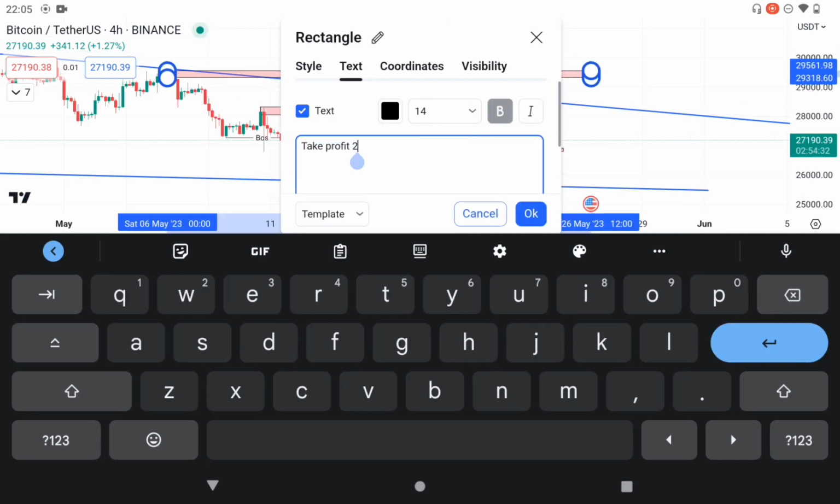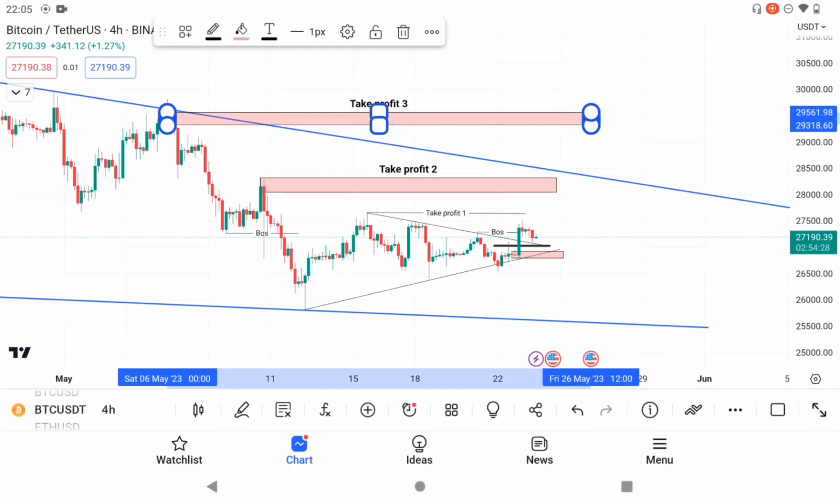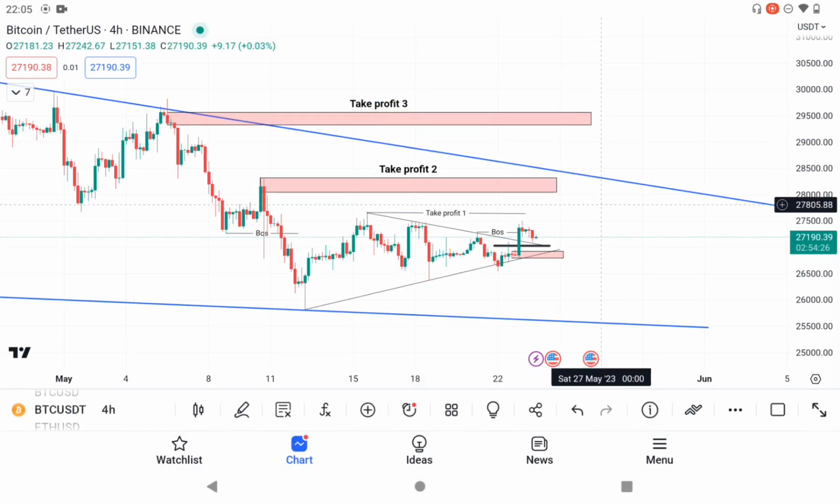So let me just edit that real quick. All right, so we'll have our TP1 at 27,600, TP2 at about 28,200, TP3 at about 29,400, if everything goes as planned.